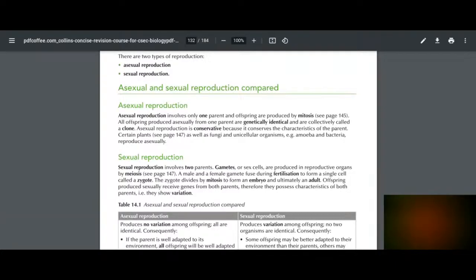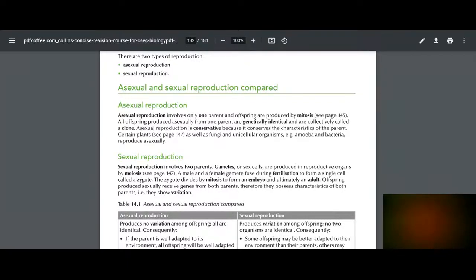So let's talk about it. When a male and a female gamete fuse together during fertilization, it forms a single cell called a zygote. The zygote divides by mitosis to form an embryo, and then it ultimately becomes an adult. Each offspring receives some form of genes from both parents, and they possess some characteristics from both parents. This is known as variation.